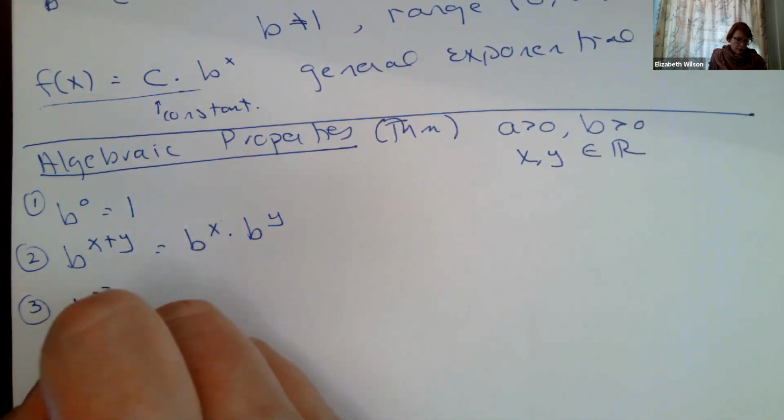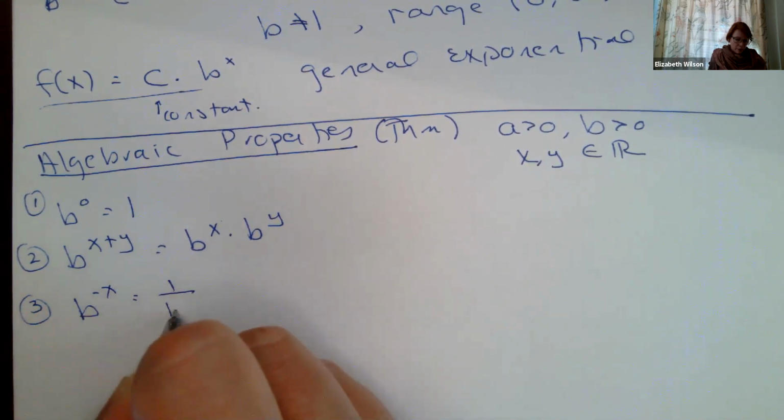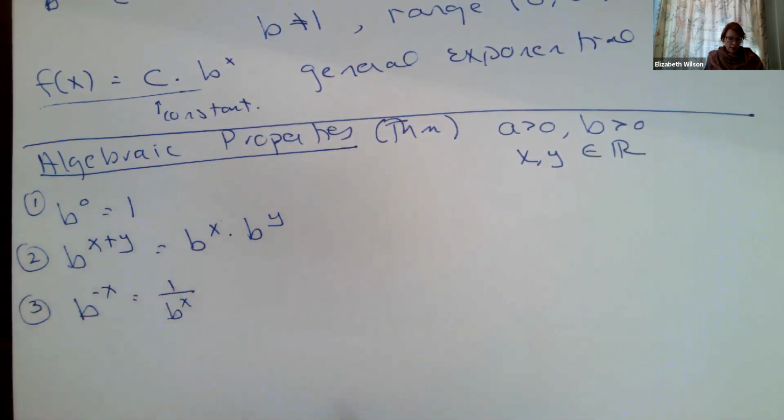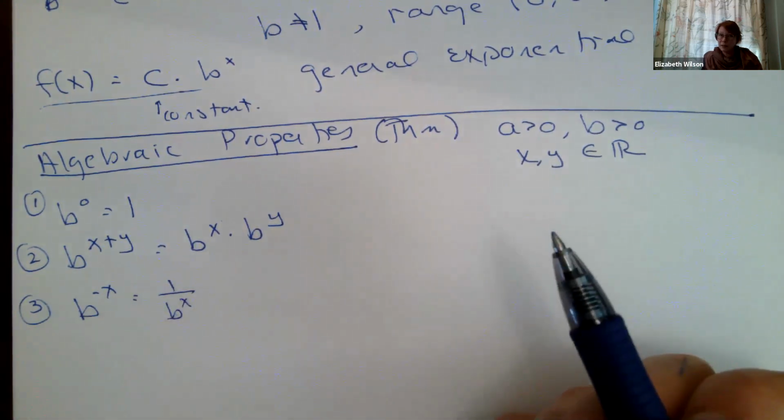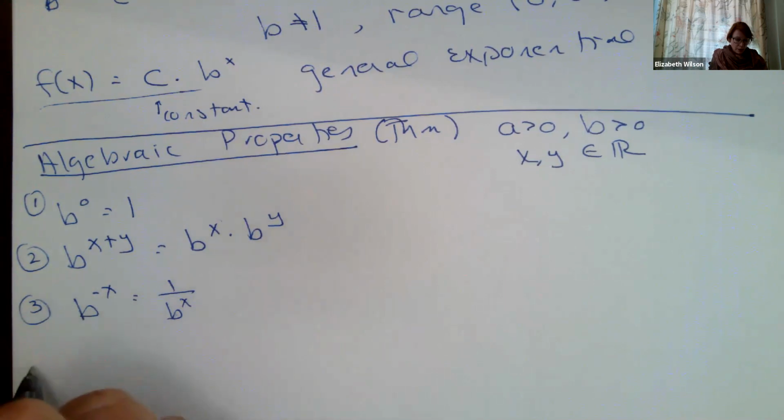Oops, b to the minus x is 1 over b to the x power. When I have a negative exponent, that's just like saying this needs to be on the other side of our dividing line. And the same holds true if this was 1 over b to the minus x, that would be equal to b to the x. It's just kind of reminding you.